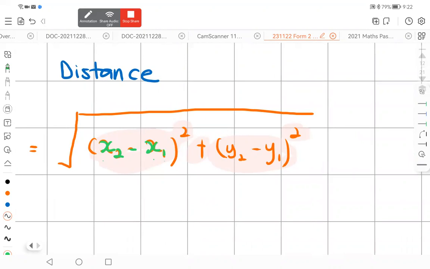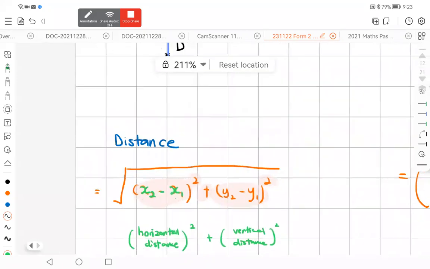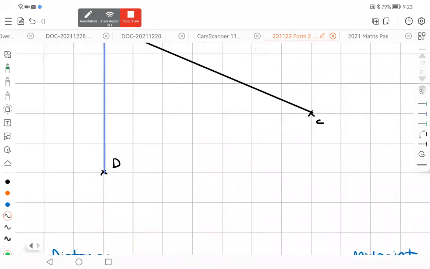Okay, coordinates, yes. So if we use x2 minus x1, we find the horizontal distance. Yes, you're right. We can conclude this as horizontal distance. So if you use horizontal distance squared plus vertical distance squared, then we can also find the distance. We want the total, so we want to find the hypotenuse, as though finding the total.